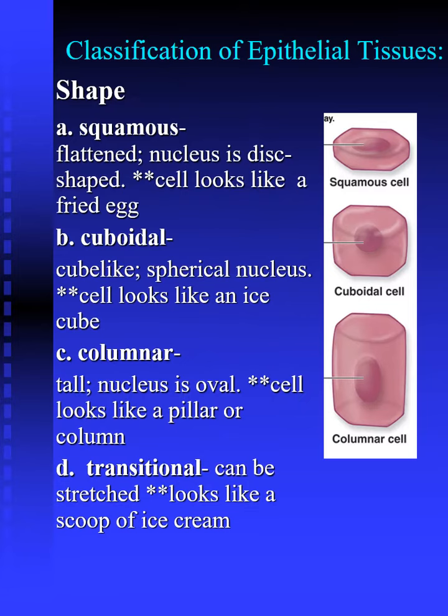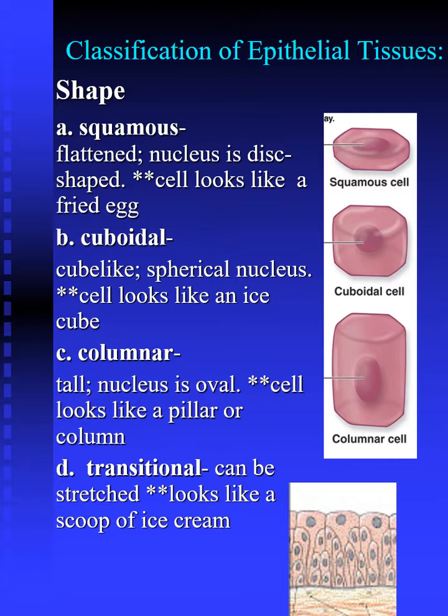Not only can epithelial tissue be characterized by number of layers, but as well as the shape of the layers. So the first one is called a squamous shape. And so this is a flattened shape, right here, that resembles a fried egg. And because of this, the nucleus is also disc-shaped.